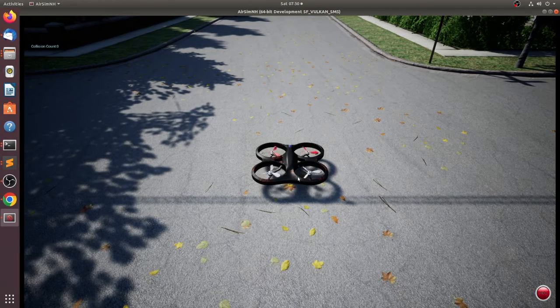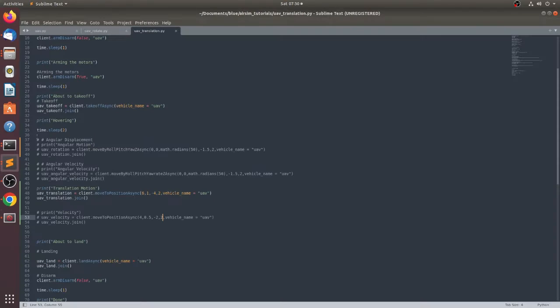We don't want our drone to do that. We want it to climb. For that, we are going to give a negative value. So let's check the script today.